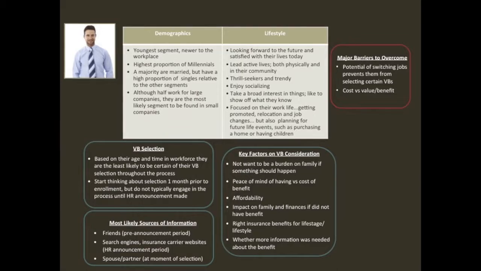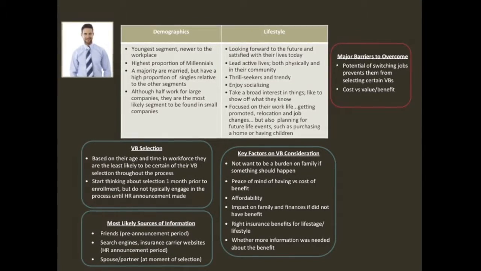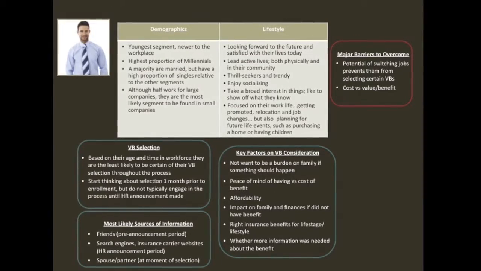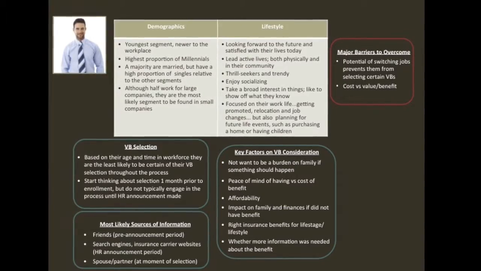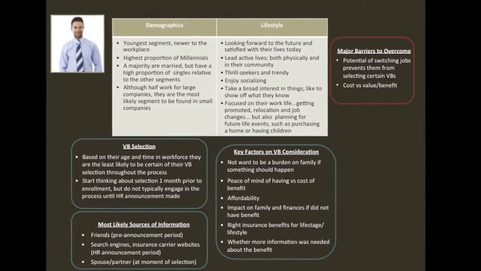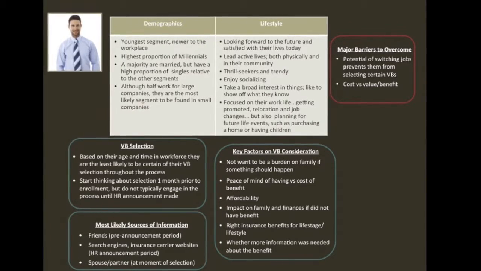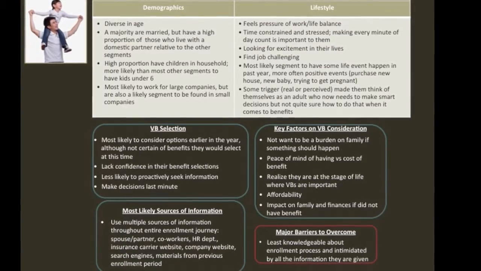The next group is what I've termed the emerging group. This group has the highest proportion of millennials. They are the youngest segment. The major barriers with this group is the fact that they do switch jobs quite frequently, so they don't think of making these selections, and they really are looking at that cost, value, benefit of these products. The maturing group is an interesting group.